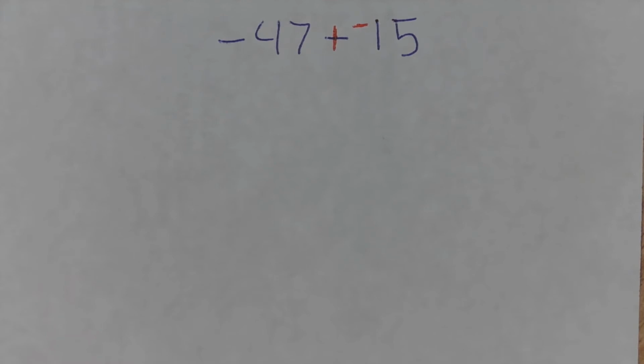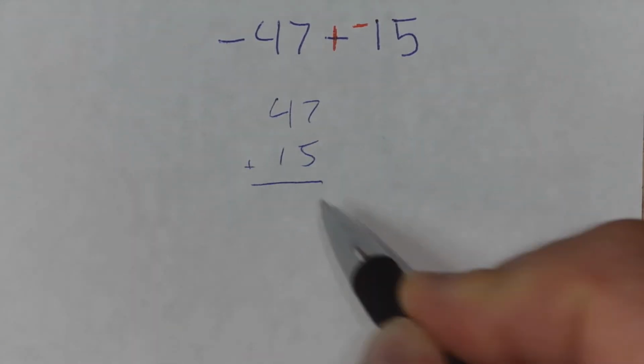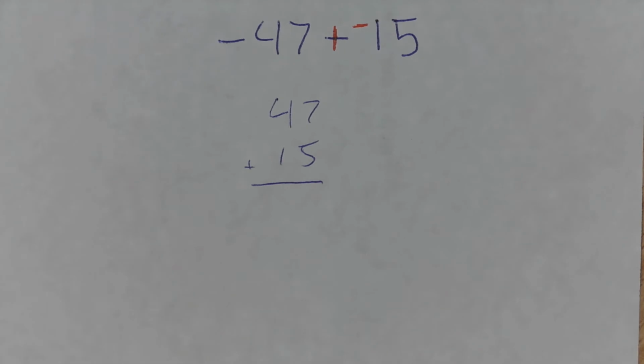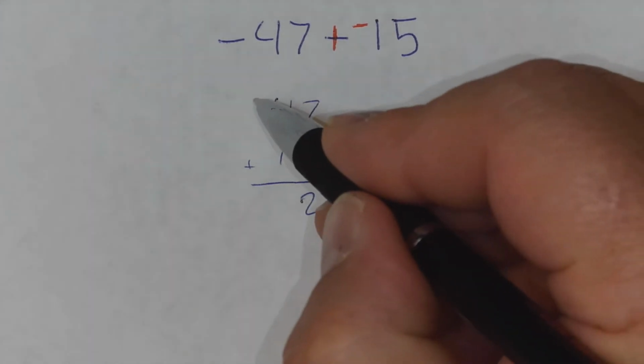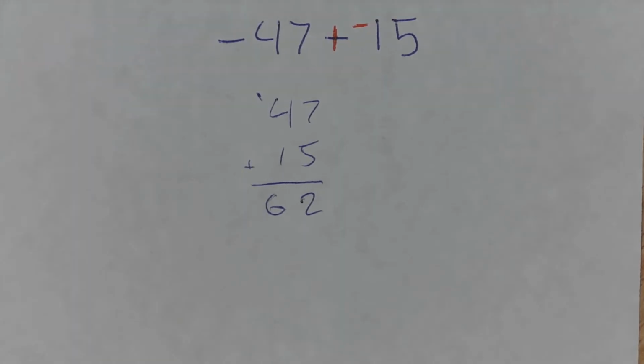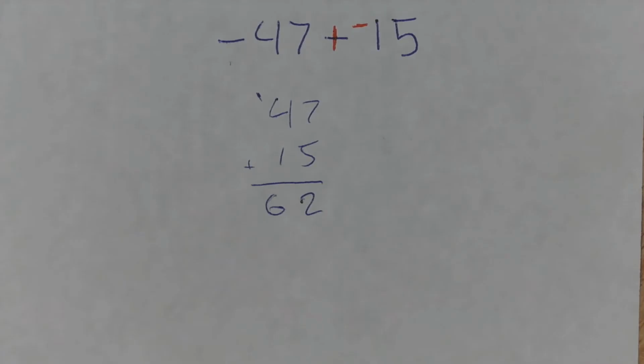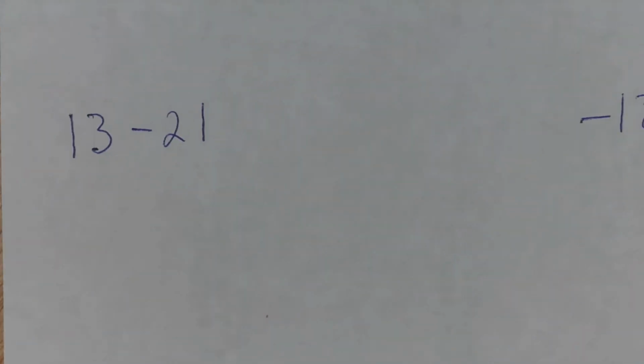And if we remember back to our adding two numbers that are the same, we simply take these two numbers, 47 and 15. We add them together. That's 7 plus 5, which is 12. Carry the 1, which is 1 plus 4 plus 1, which is 6. So that's 62. But since both of these are negative and we're adding two negative numbers together, it's going to be negative.